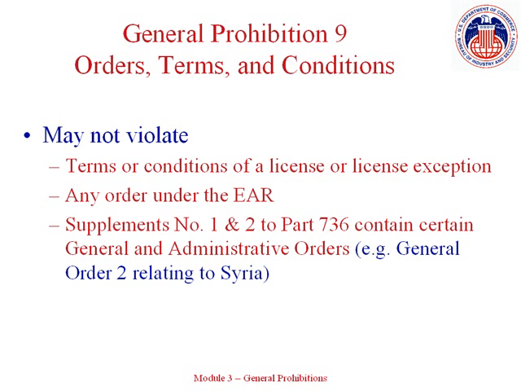General Prohibition 9 relates to orders, terms, and conditions applicable to an export transaction. You may not violate a term, order, or condition under the EAR. Terms and conditions are frequently contained in licenses and license exceptions. Certain general and administrative orders may be found in Part 736 of the EAR. For example, General Order 2 implements the sanctions related to exports and re-exports to Syria.